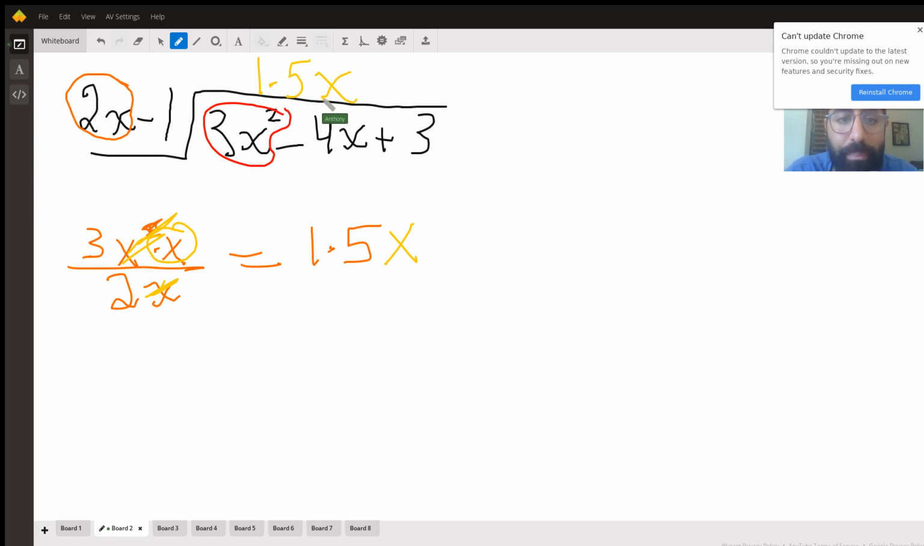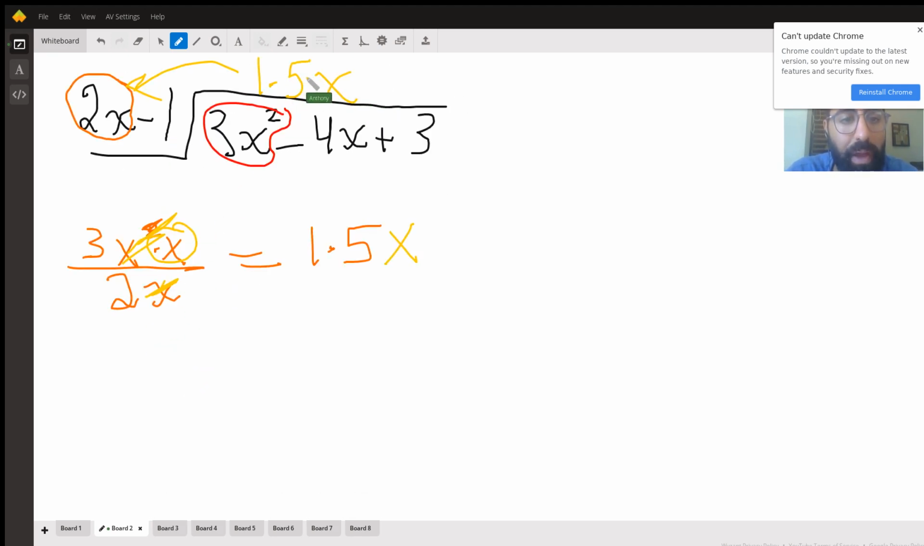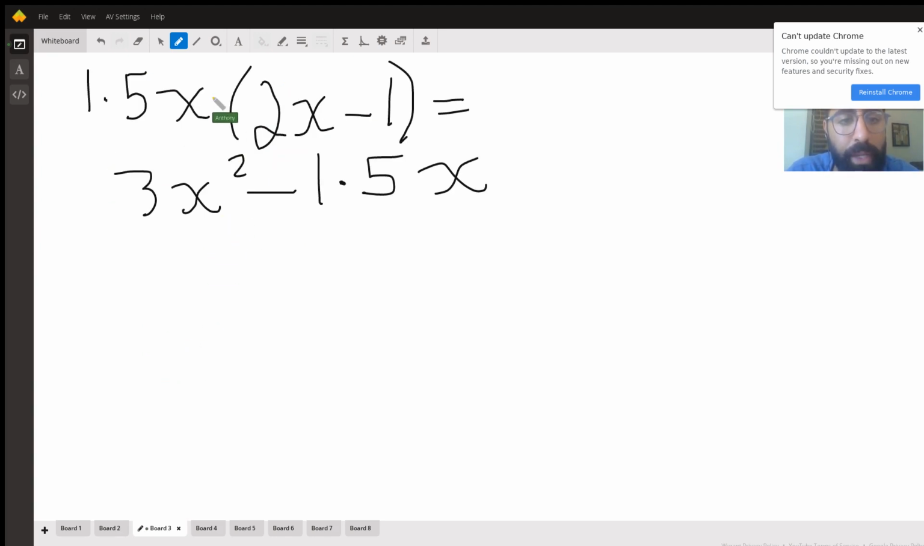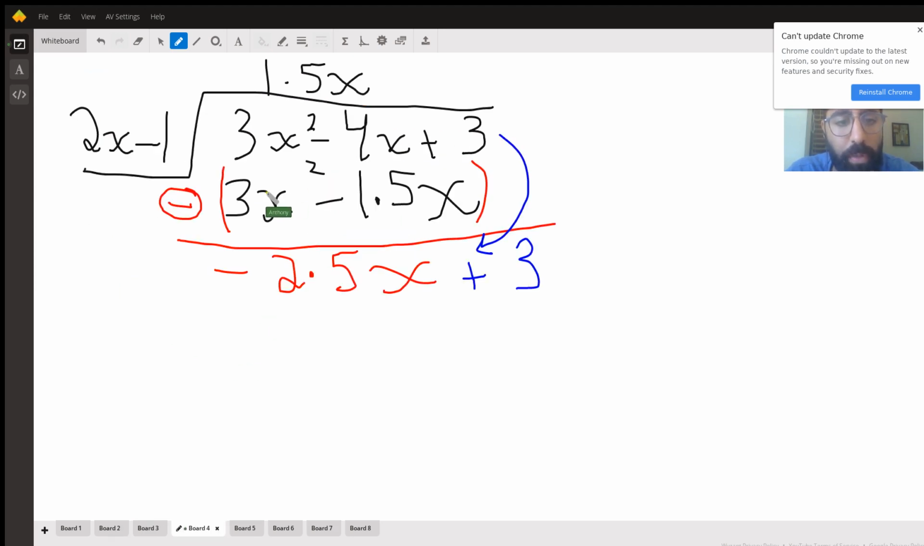Now, the next step: I need to multiply my 1.5x by 2x minus 1. How would I multiply it? I'll show you here in board number 3. I need to multiply 1.5x by 2x minus 1. Here you need to expand or develop. We put 1.5x times 2x, it's 3x squared, because x times x is x squared, minus 1.5x. Our answer needs to be put below 3x squared minus 4x plus 3. As you can see in board number 4, I found my answer, 3x squared minus 1.5x, and I copy it below my numerator.